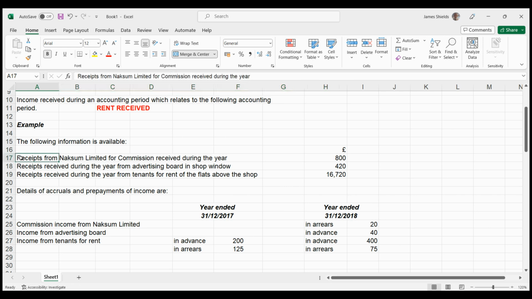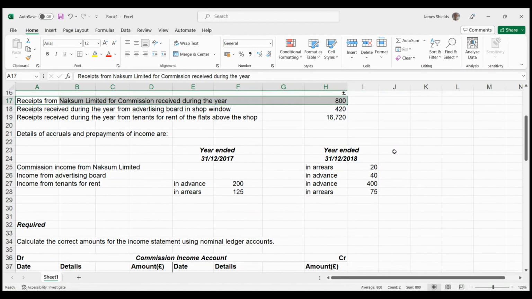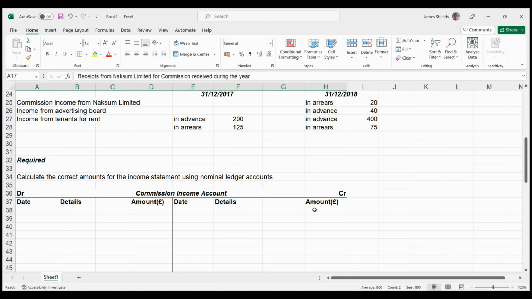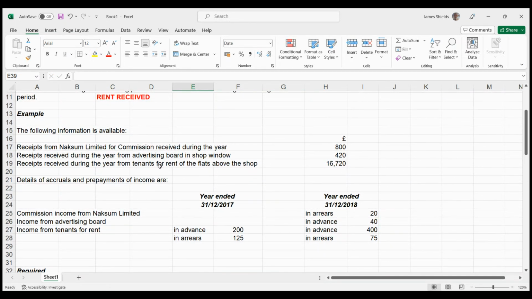So receipts from Nexum Limited for commission received during the year was £800. Now, if you received money on the bank account, it'll be on the debit side. So on the income account, it's on the credit side. So again, this is your dead click, which you can remember from seeing on the chart on the wall. So income of £800. It's received during the year, so I'm going to put down bank. And the date, at the end of the financial year, is 31st December 2018. So that's our £800 there, received during the year.